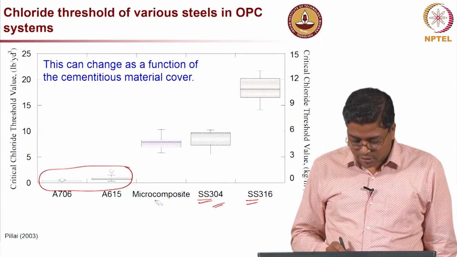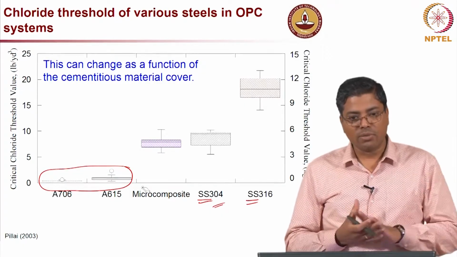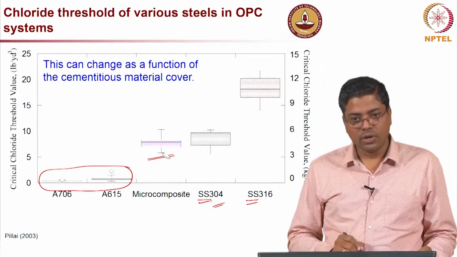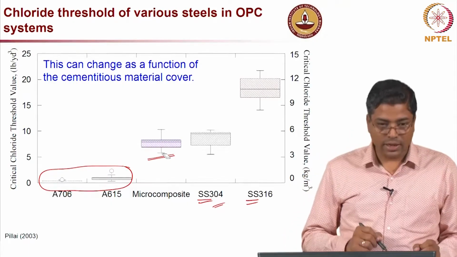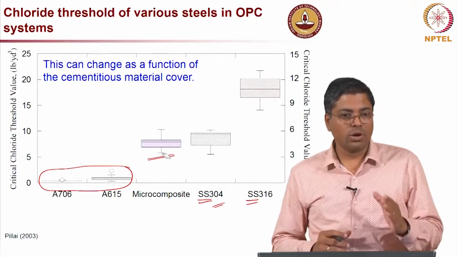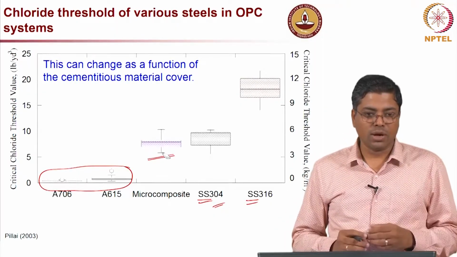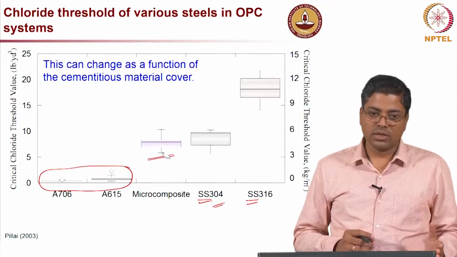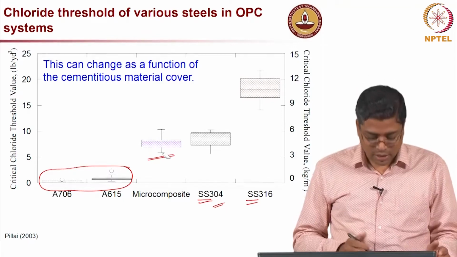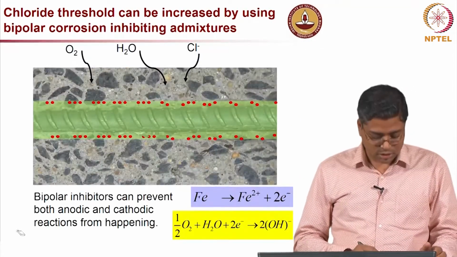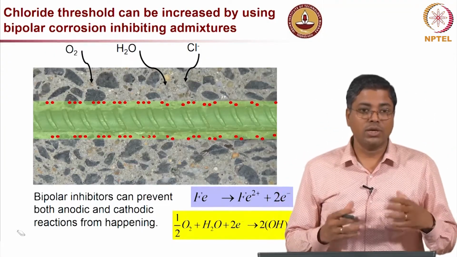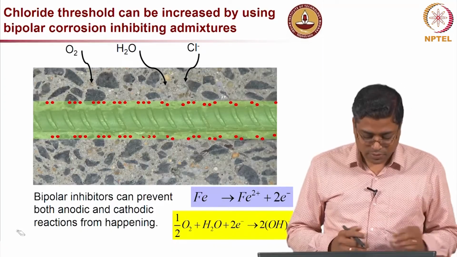Then there are other types of steels available where they modify the microstructure a little bit, which gives you a higher chloride threshold than conventional steels. The point I want to make here is, when you talk about a new type of steel coming to the market, we must check what its chloride threshold is, and we must also check the chloride threshold for the particular cementitious environment in which you are going to use it. And if it is low, one way of improving the chloride threshold is by using corrosion inhibiting admixtures.